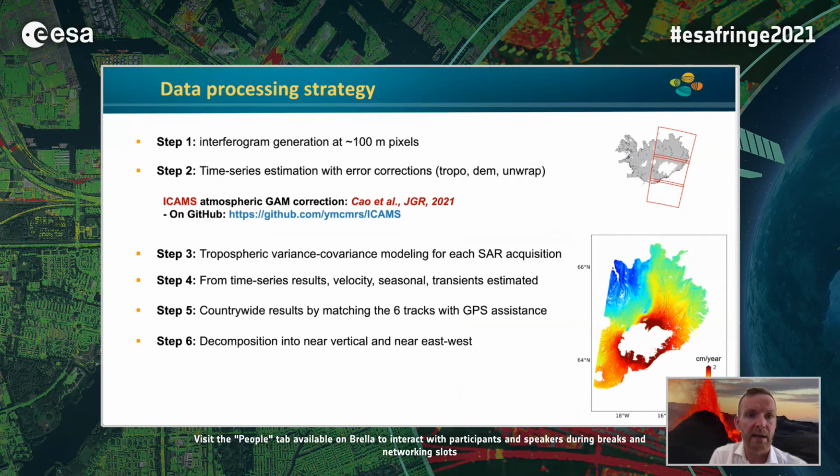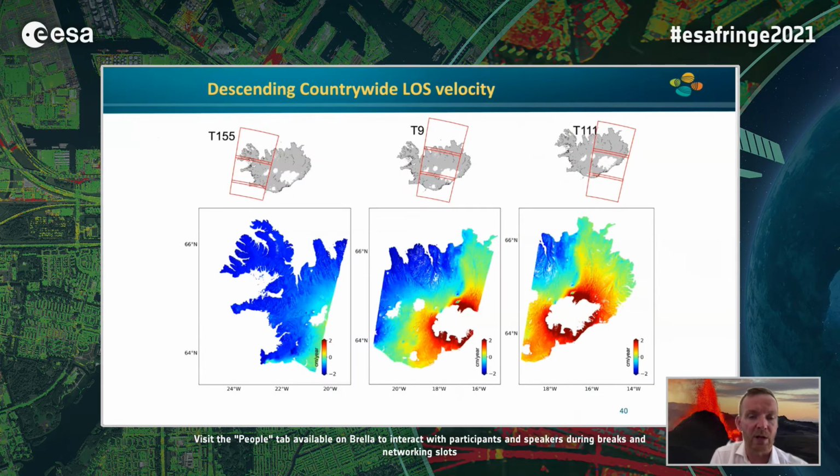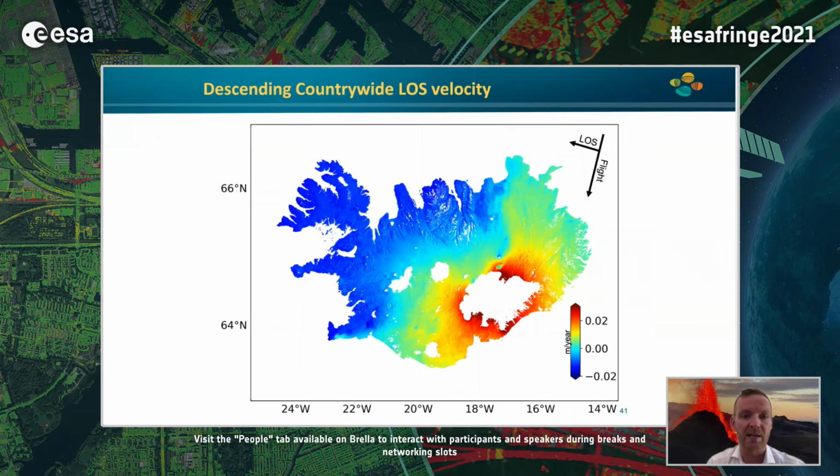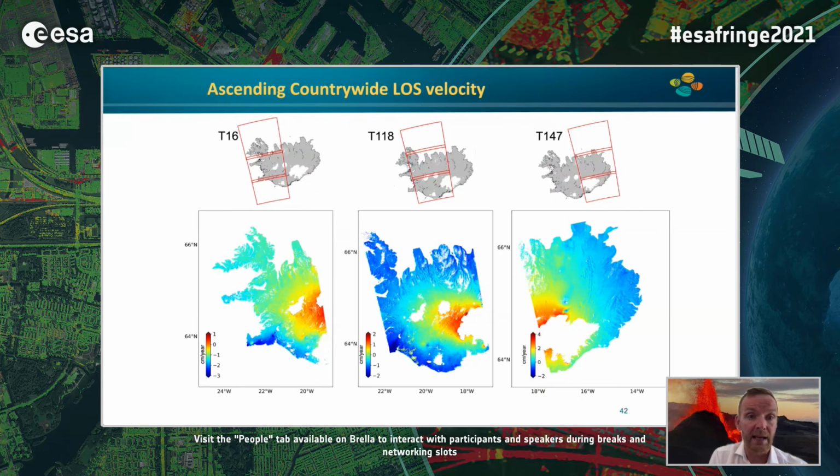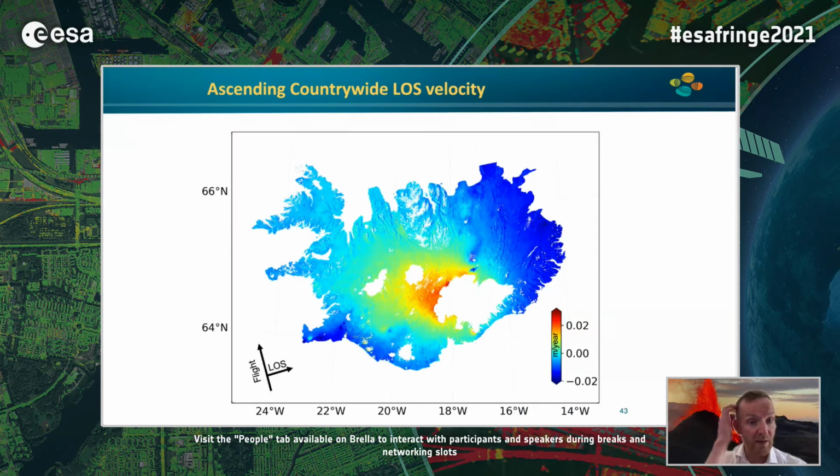So here for the descending passes, for example, you can see the rate map. And if we put these things together, you see a beautiful map of Iceland. The red colors are up towards the east and up towards the satellite, while blue is down and away. You see it's approximately plus minus 2 centimeters per year in this rate map. Now you can also look at the ascending. Again, here 3 parallel tracks put together. Red is up and towards the west, while blue is down and away.